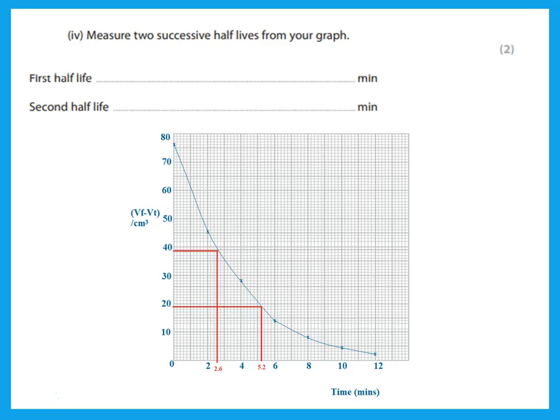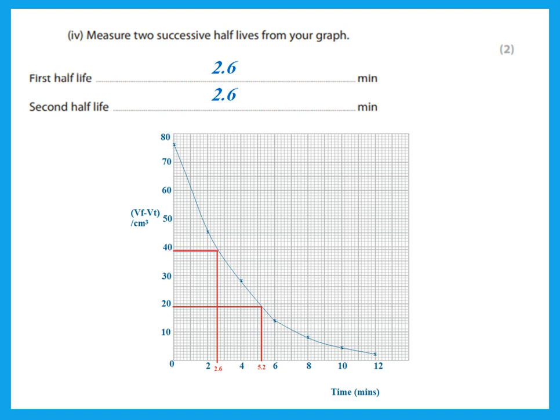Actually, it's not 80, it's 70 something. So divided by 2, that would be 30 something. So that is my first half-life. That took 2.6 minutes. So my first half-life is 2.6 minutes. And then going from 39, for example, to 19, that took 5.2 minutes. So that is a constant half-life.